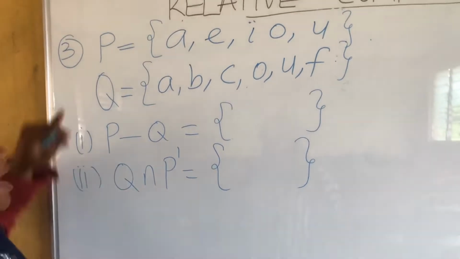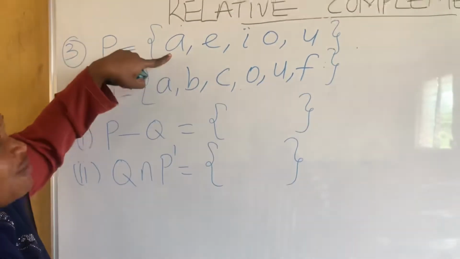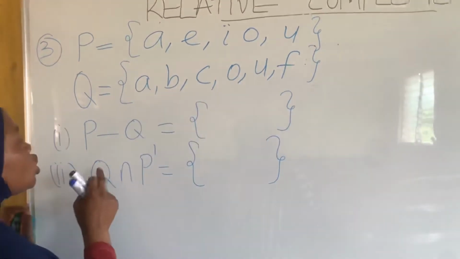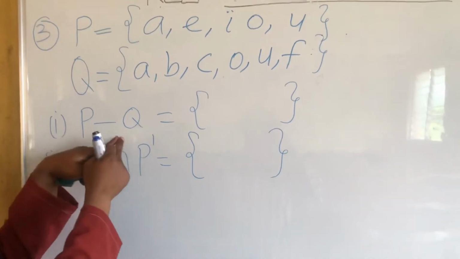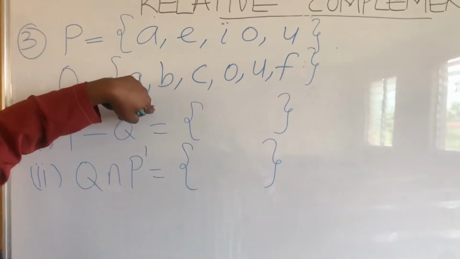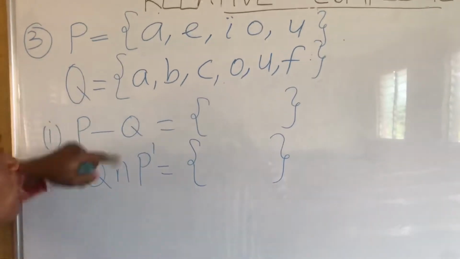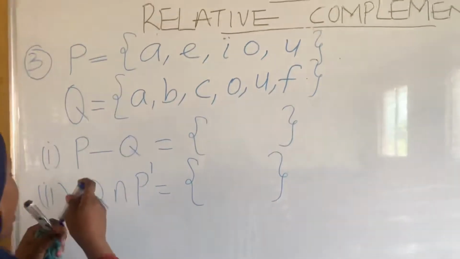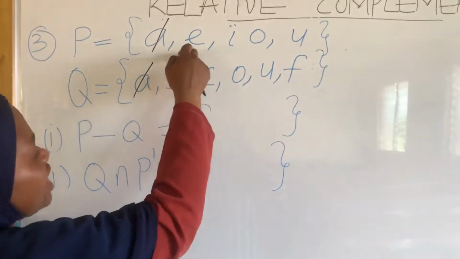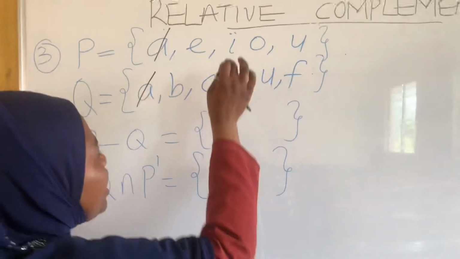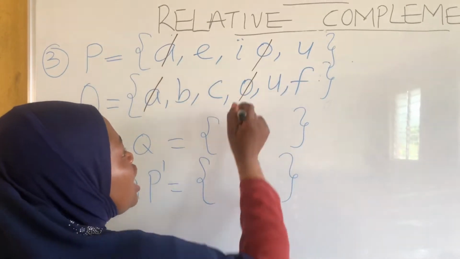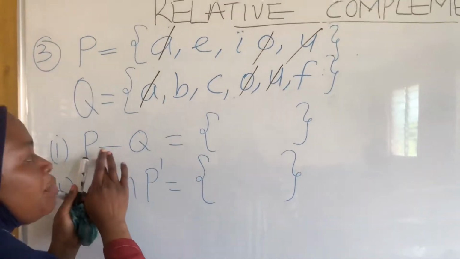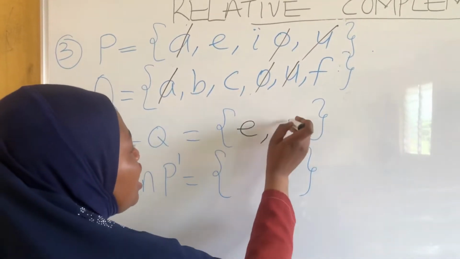For 3 now, we want to consider set P and set Q. In set P, we have elements a, e, i, o, u. And in set Q, we have elements a, b, c, o, u, f. We want to find P minus Q. P minus Q means those elements that are in P but not in Q. To find those elements, we have to eliminate those elements that they have in common. In set P, there's a, and there's a in Q, so we have to eliminate those a. There's e in P, e is not in Q, we leave that one. There's i here, i is not in Q, we leave that one. There's o here, there's o here, so eliminate it. u is there, u is there, eliminate it. Those elements that remain in P are the elements that we write for P minus Q, and those elements are e and i.